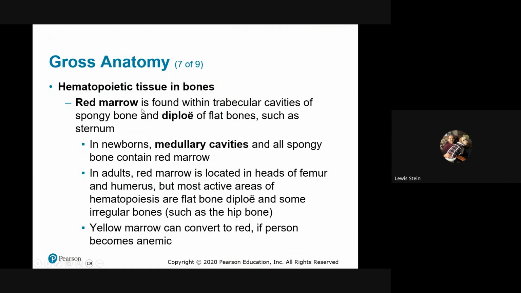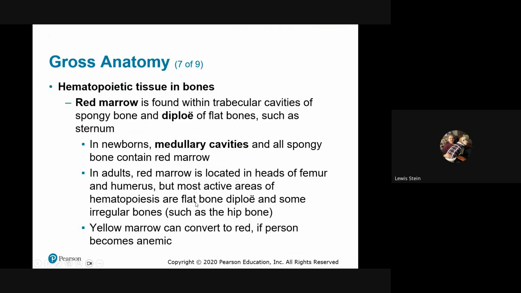So here, red marrow is found in those trabecular cavities. Diploe is a famous name for that. I was showing you before, that's that spongy bone inside the skull bones. It's sort of unique. Okay, and you can read through this. Yellow marrow can convert to red if the person becomes anemic.